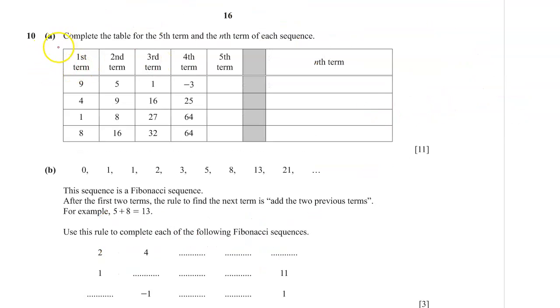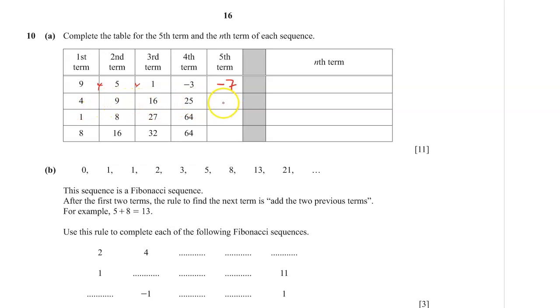Number 10. Complete the table for the 5th term and the nth term of each sequence. The first, second, and so on and so forth terms. The difference here is 4. Difference is 4, so minus 4. So 3 minus 4, and this gives us minus 7. So minus 7 there. Here the difference is 5.